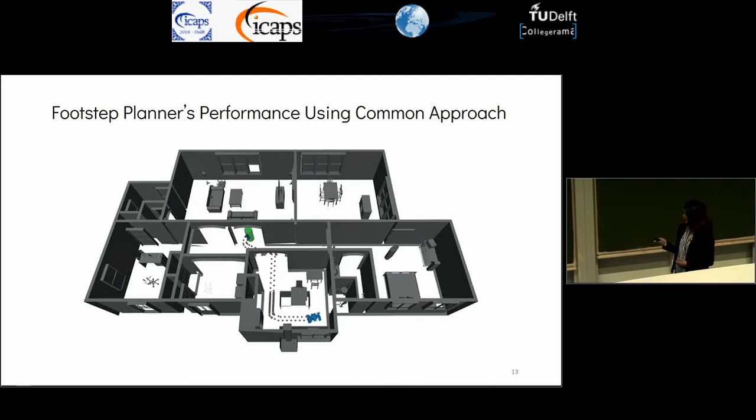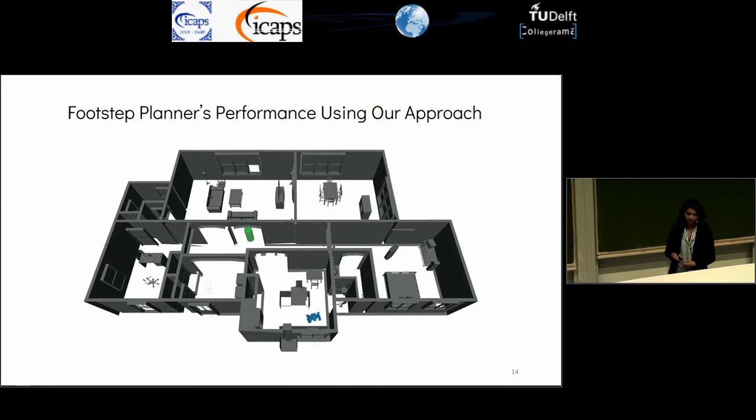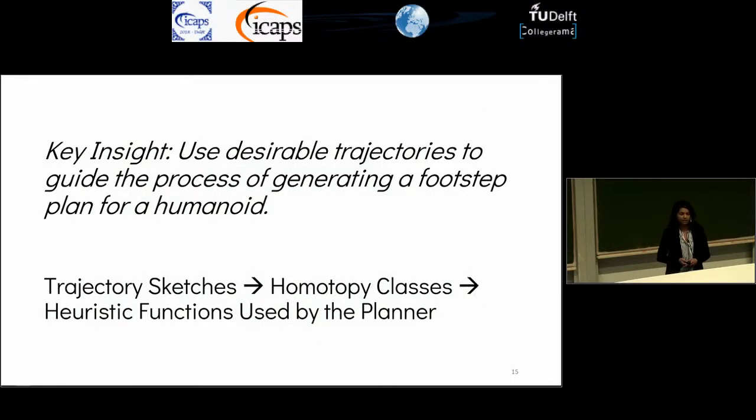And instead, what we want is for it to immediately know that it should plan around the island to get to the goal. And this is what we do in our work. We create informative heuristic functions without manually crafting them. So we automatically generate them so that we can actually achieve this type of motion. Our key insight is that we can use desirable trajectories to guide the process of generating a footstep plan for a humanoid. So there's 3 major components to this process.